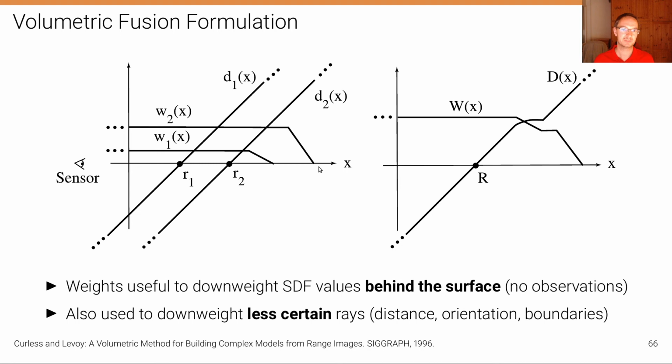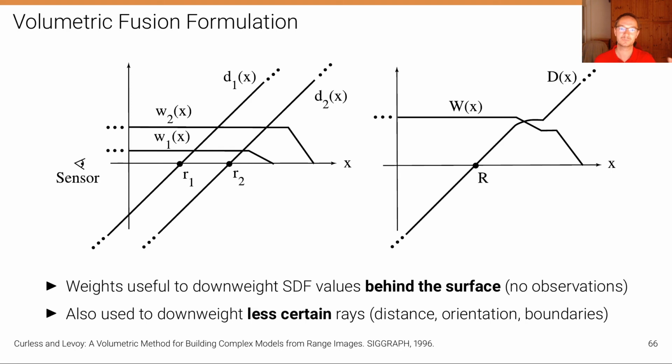And the reason for this is that all the values that are behind the surface are just speculation. Everything that's in front of the surface, we know it must be empty space because we have measured the depth at the surface point. So we know that everything in front is empty space. The weight can be high. We are sure that these distance values are correct. But behind the surface, we are not sure. Still, for some distance behind the surface, we have to have a positive weight. Otherwise, we wouldn't keep a zero level set in our fused result.